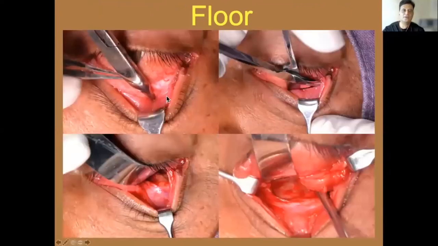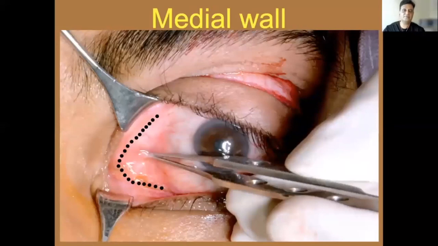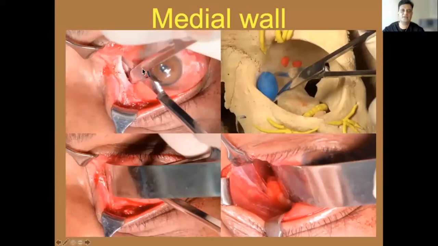Here are a few photographs of how we reach the orbital floor transconjunctivally by spreading a Stevens scissors into the orbit. You can literally reach the floor within seconds. Similarly, the medial wall can be reached through a transcarunicular incision. Transcarunicular incision allows us to land right behind the lacrimal sac, so you bypass the lacrimal apparatus and only decompress the ethmoidal components of the medial wall.